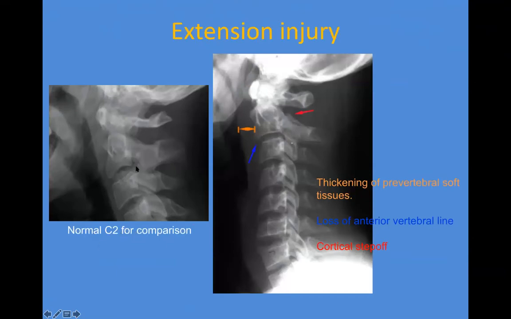And what I want to draw your eyes to is look at behind C2 as I go into my pedicles and my spinous process. Look how smooth this cortex is. In contrast, in this abnormal film, I see a step off right here. Instead of having my cortex go like this, I go here, and then there's a little jog right there and a lucency going through there. My prevertebral soft tissues are way too thick anterior to C2. Remember, this was supposed to be 5, right? And then I have disruption of my anterior vertebral line. C2 is forward of C3.